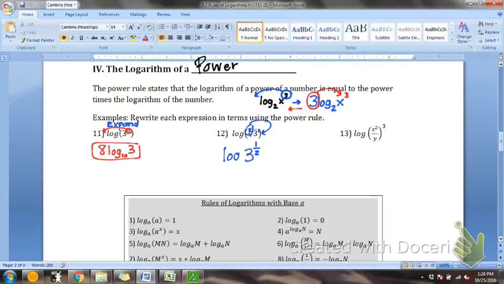So then I have my log here. So this is not fully expanded because we still have an exponent. So what am I supposed to do with that 1/2? Throw it out front. The 1/2 goes out to the front. I have 1/2 times log of 3. What is the base here of the log?